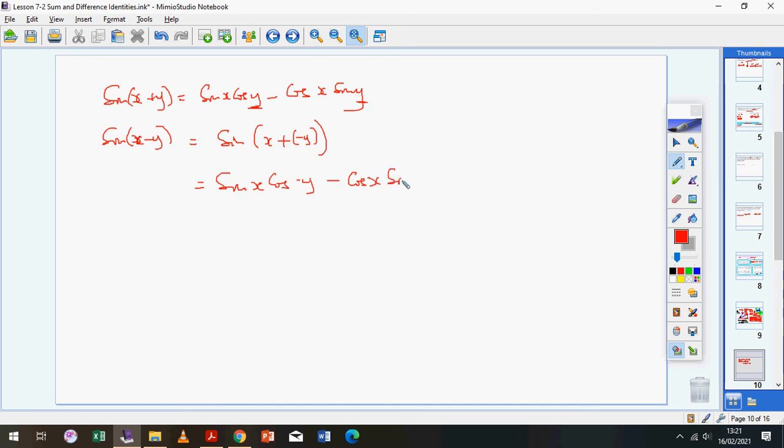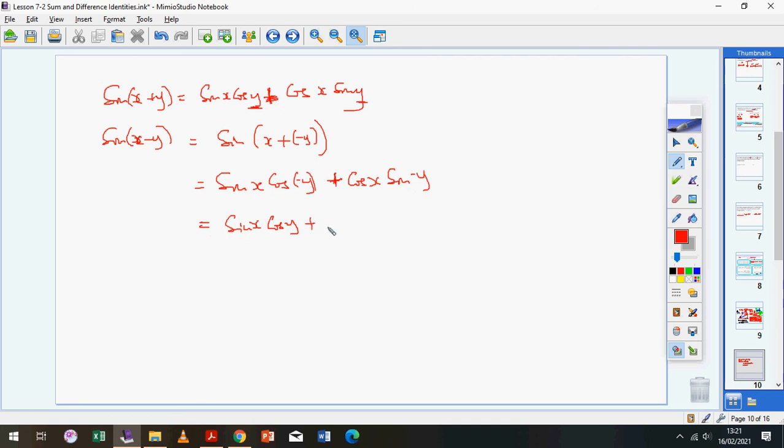When I replace, I know cosine is an even function, so that doesn't matter. So I will just say sine x cosine y. Sorry, this was supposed to be plus. Apologies. Plus cosine x.